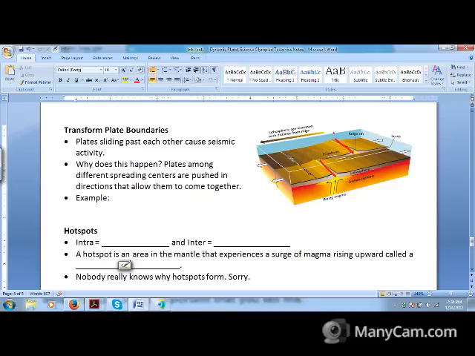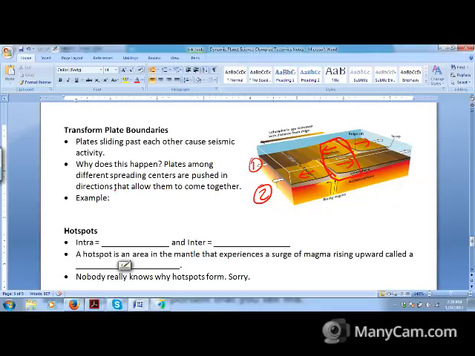So let's say I have a divergent plate boundary right here that moves these plates in these directions, okay, and it would move plates in these directions. Well, look at this area right here. This arrow and this arrow are essentially sliding against each other, and that's basically what a transform plate boundary is. Again, why does this happen? Because plates among these different spreading centers, like area number 1, area number 2, are pushed in directions that allow them to kind of slide against each other.